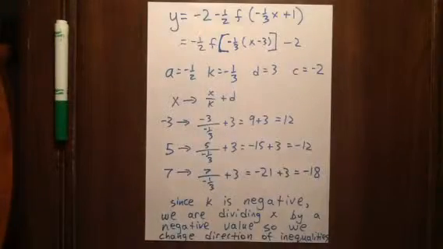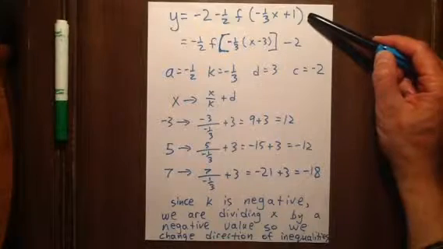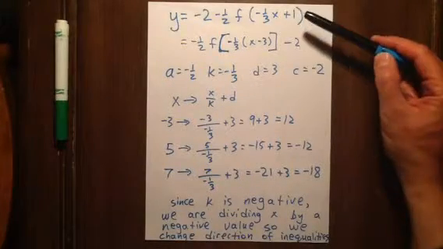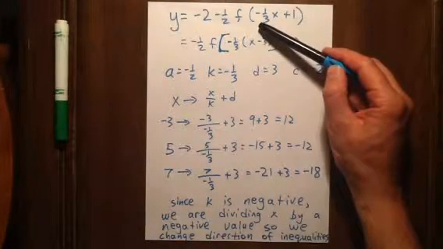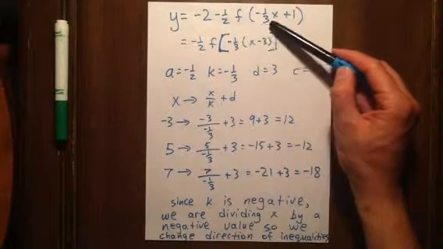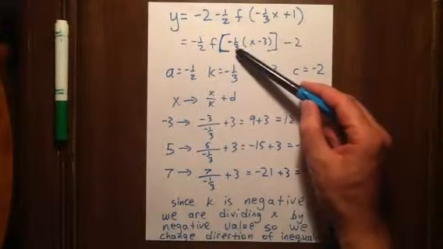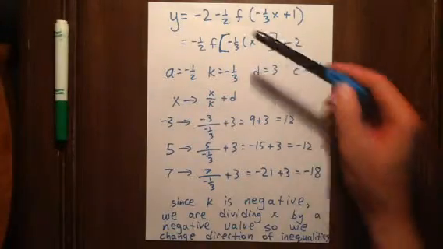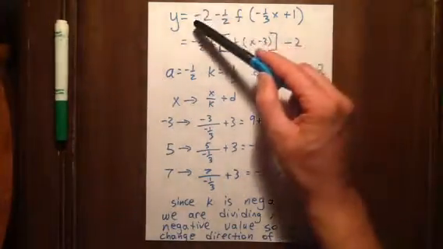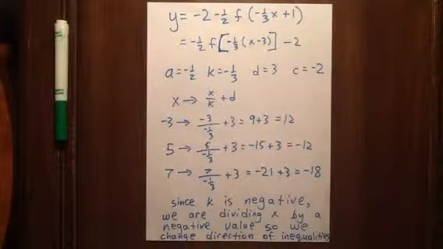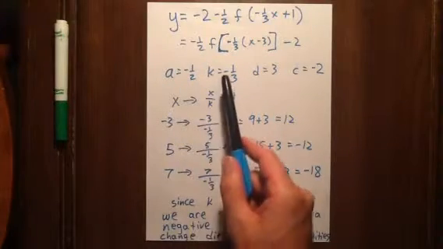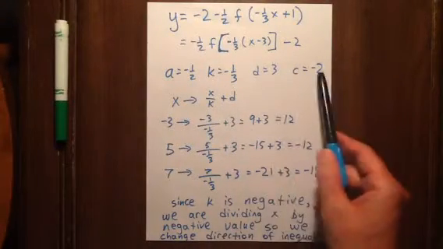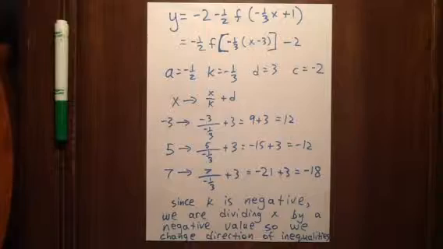Well, we have to clean it up first. That's often our first step. And so our argument is negative 1/3 x plus 1. Factoring out the negative 1/3 leaves us with x minus 3. We're multiplying by negative a half and we're subtracting 2, so we can put that negative 2 on the end to help us spot our relevant values. Our a is negative a half, k is negative a third, d is 3, and c is negative 2.